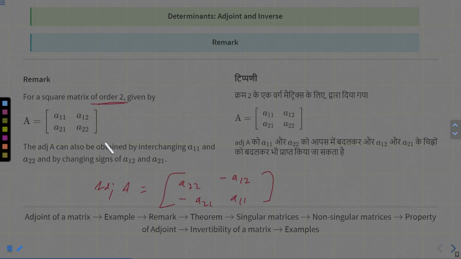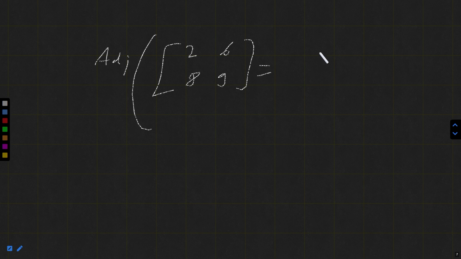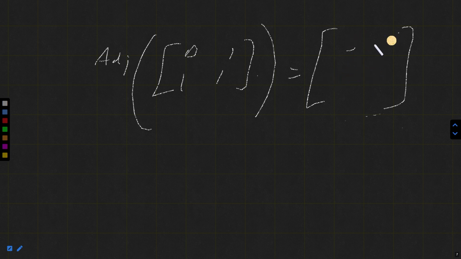Okay, now if someone asks what will be the adjoint of this matrix 2, 6, 8, 9, you can directly say, quite simple, this will be 9, minus 6, minus 8, 2, like this. Yes, how quickly you just evaluated it. Okay, what about this: 0, 1, 1, 1? What about this?